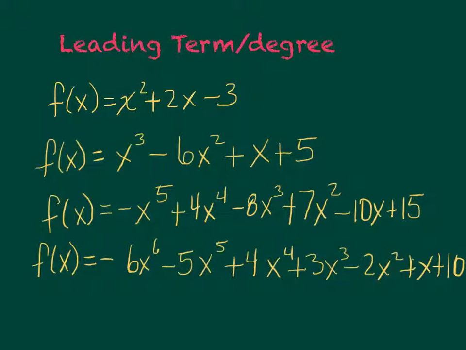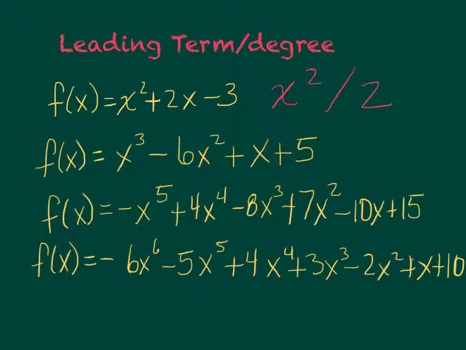When we're looking at a function, we need to know the degree of the function. And in order to know the degree of the function, we need to know what the leading term is. The leading term is always the term with the highest or greatest power or exponent. So if we look at the first function, x squared plus 2x minus 3, the leading term is x squared, and the degree is 2, since the exponent on the leading term is 2.